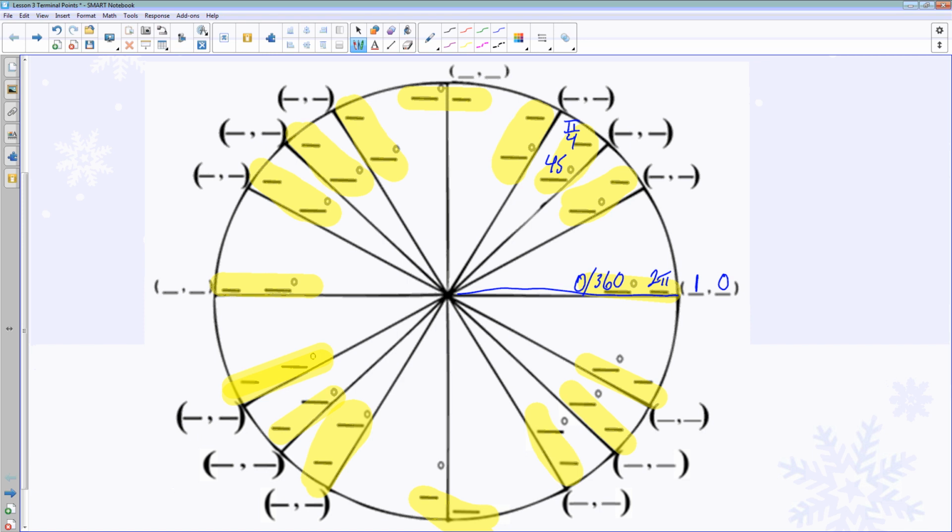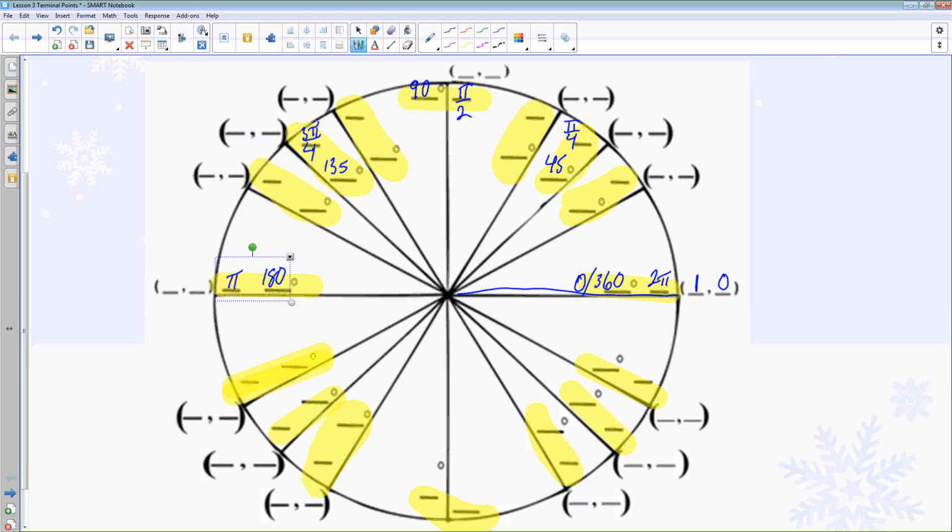All right, so 2 pi over 4, or pi over 2, is right here. And so 45 degrees, and then another 45 degrees, that's 90 degrees. So I don't even have to convert there, I'm just adding 45. All right, and then I'm at 3 pi over 4, and that's going to be 135 degrees. And then I'm at 4 pi over 4, or pi, and that is 180 degrees.